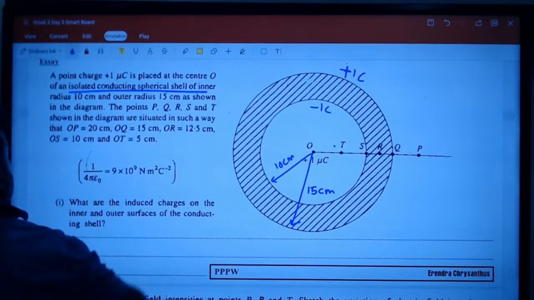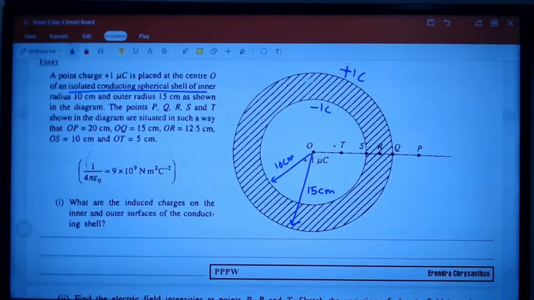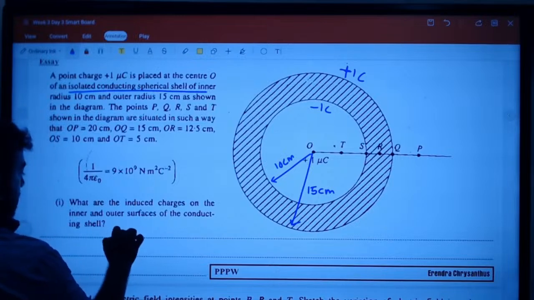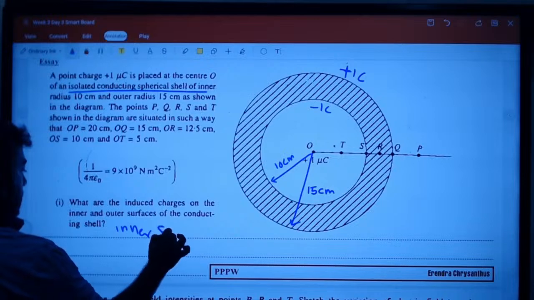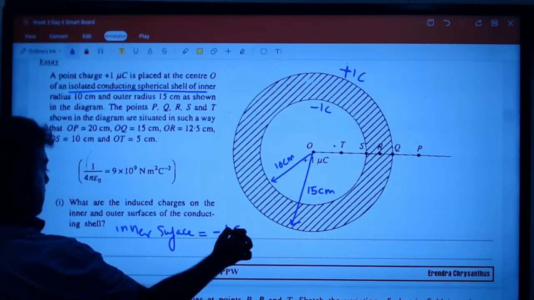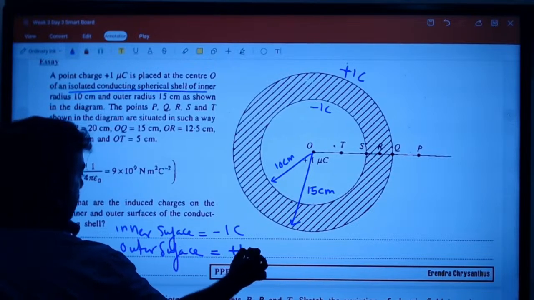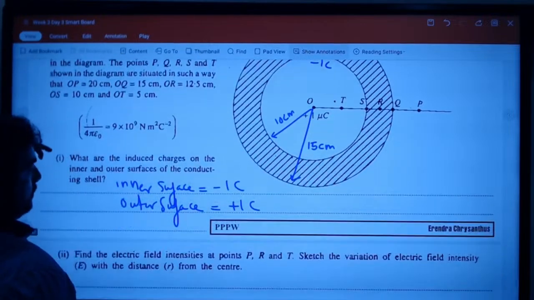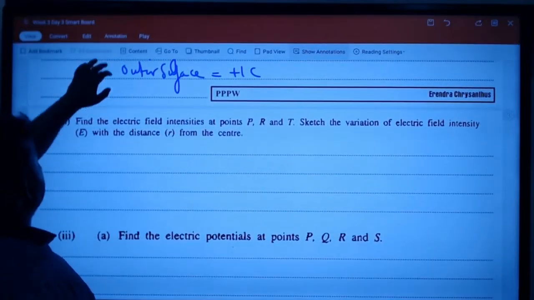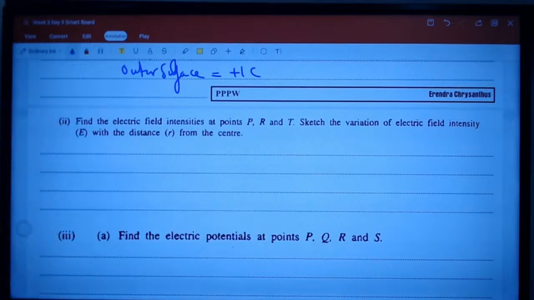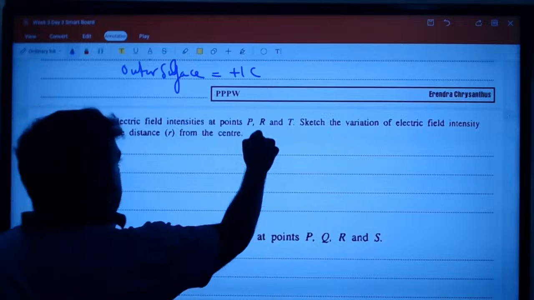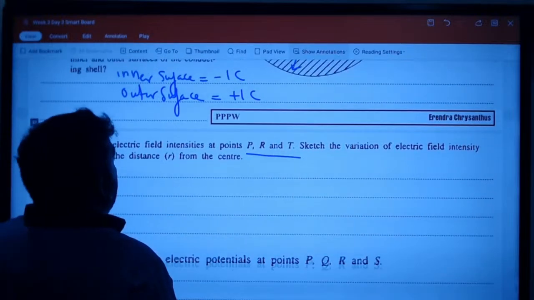Isolated conducting sphere. So I have marked inner surface minus 1 coulomb, outer surface plus 1 coulomb. Find the electric field intensities at P, R and T. Sketch the variation of the electric field intensity E versus r. Look at the three points P, R, T.